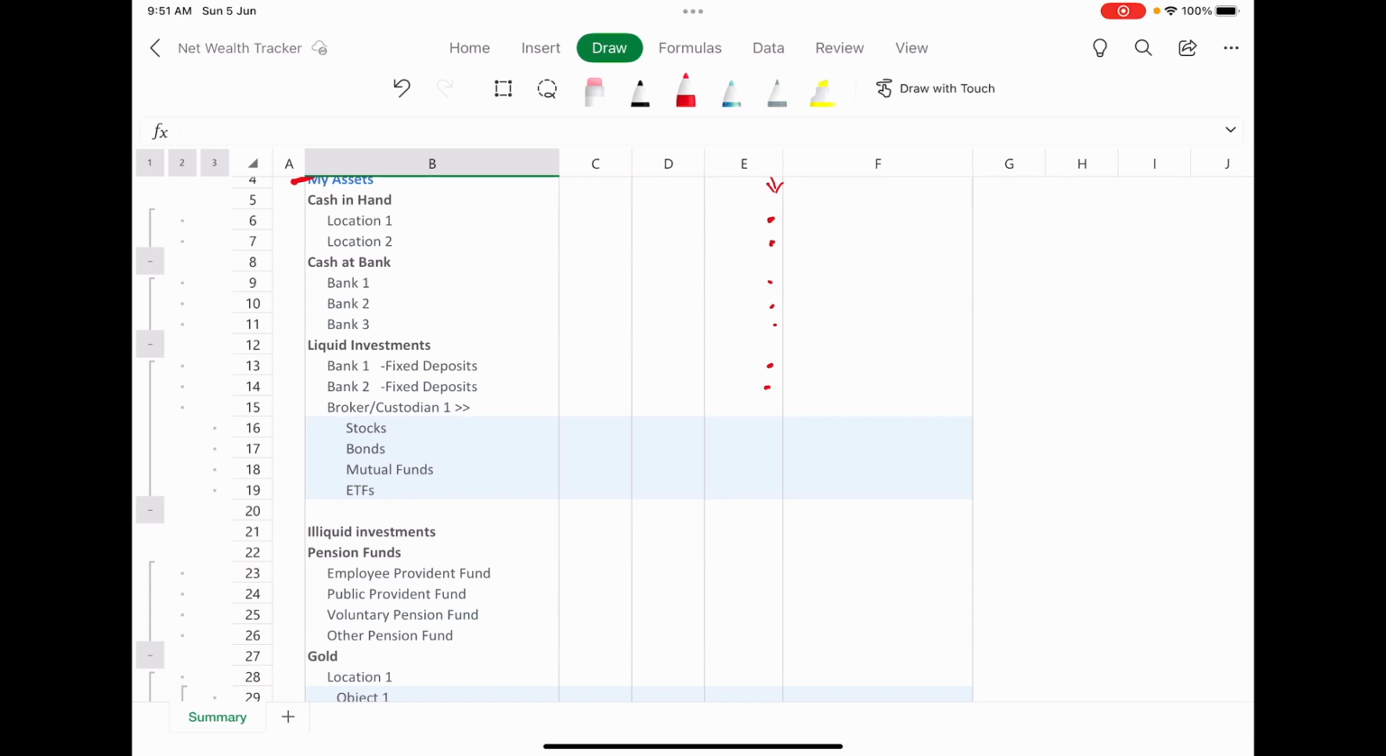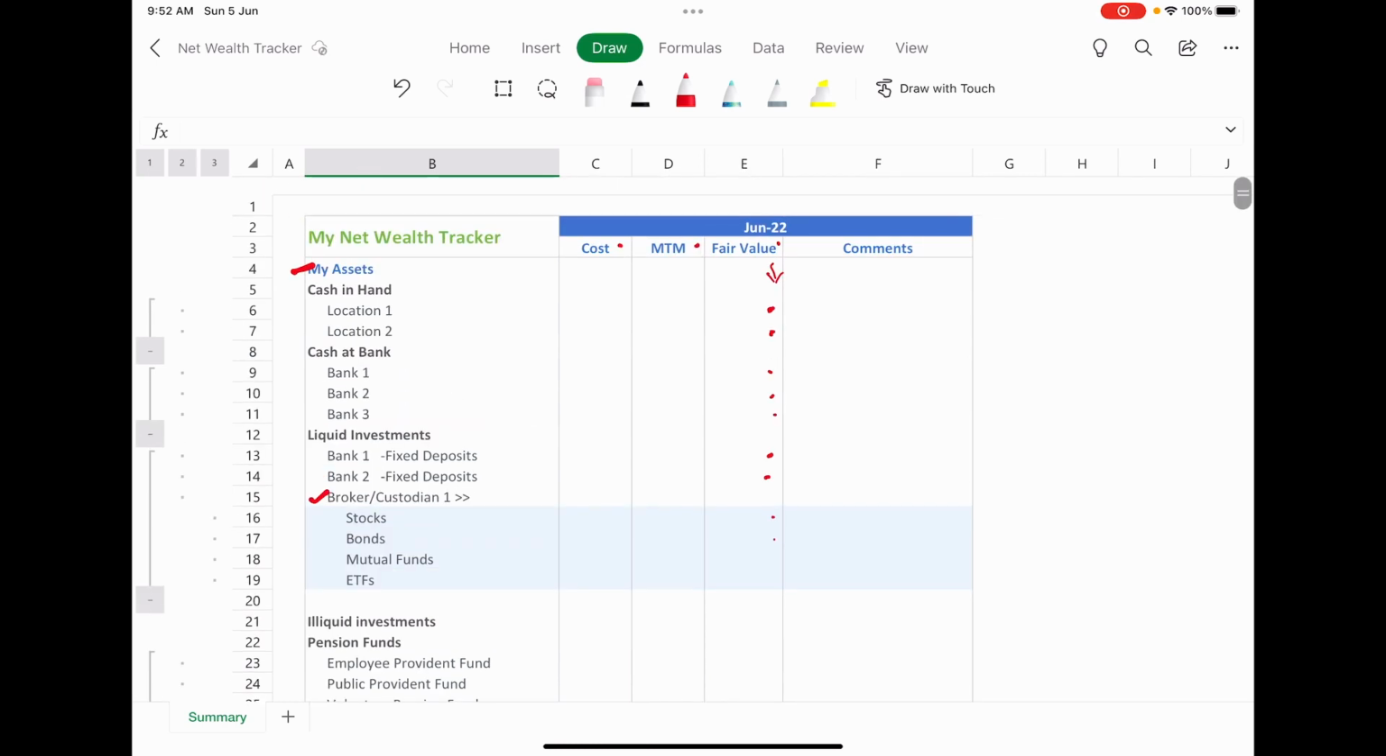Then I move on to stocks. This is where I capture by custodian. The idea is to write down how much money you have in stocks, that is in equities, and how much in bonds. So this also gives you an idea of what is the mix of debt and equity in your portfolio.